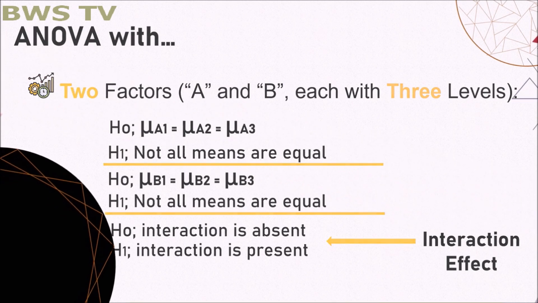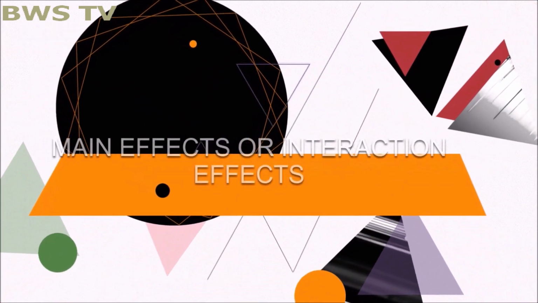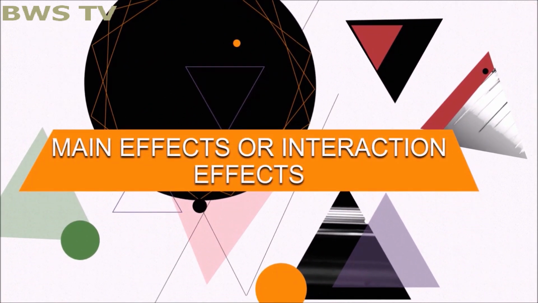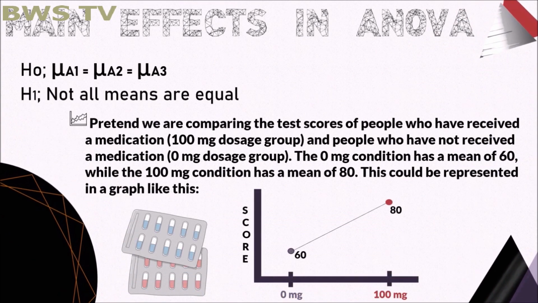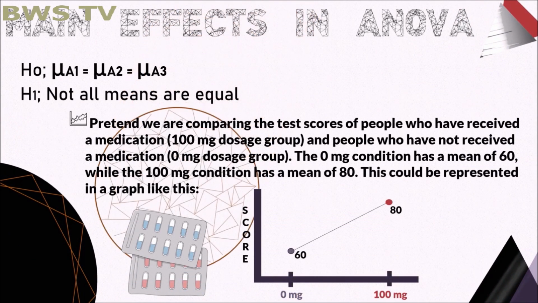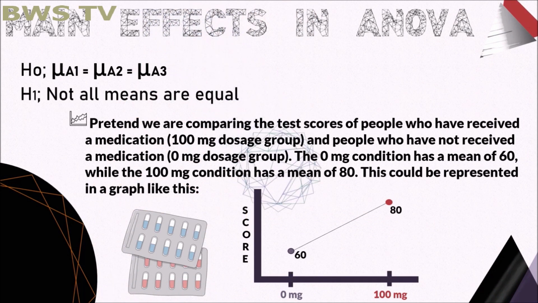So let's talk more about main effects and interaction effects. Now we have the main effects in ANOVA. Pretend we are comparing the test scores of people who have received a medication, 100 milligrams dosage group, and people who have not received a medication, 0 milligrams dosage group. The 0 milligrams condition has a mean of 60, while the 100 milligrams condition has a mean of 80. This could be represented in a graph like this.